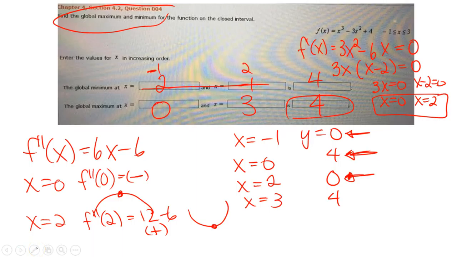A global max and min means that it's the maximum for that entire interval. A local max and min is just a point where the points around it have a lower y value, like a max, or the points around it have a higher y value. But there could be a whole bunch of those in the interval. All right, but we're talking just about global.